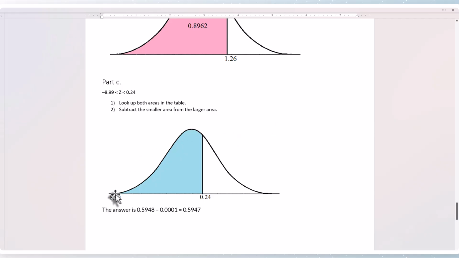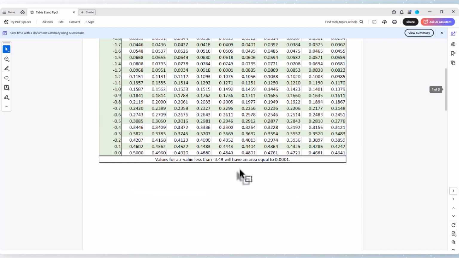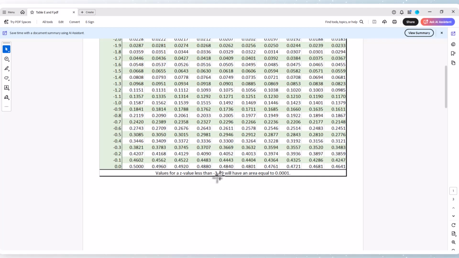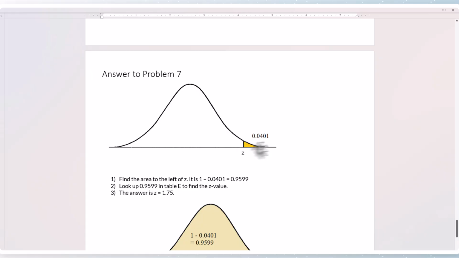So whenever we want the area between two z-values, we look up both z-values and subtract the areas. So for 0.24, the area is 0.948. And then for the other value, any value below negative 3.49 is 0.0001. So we're going to subtract those two areas to get the answer, 0.5947.